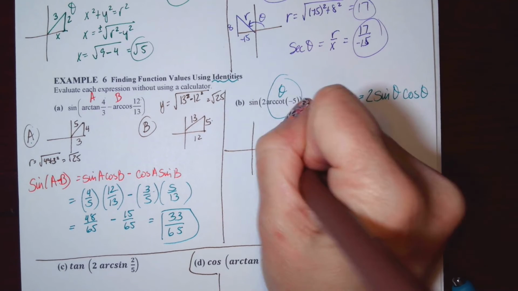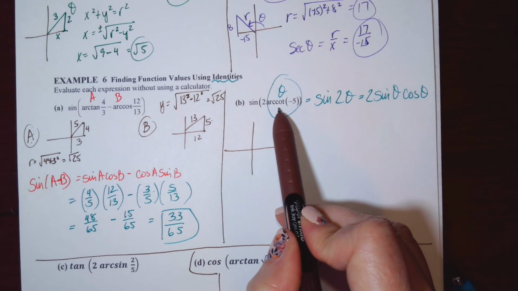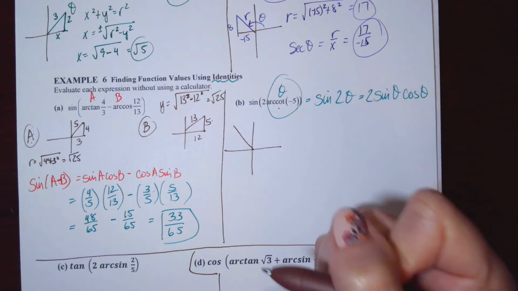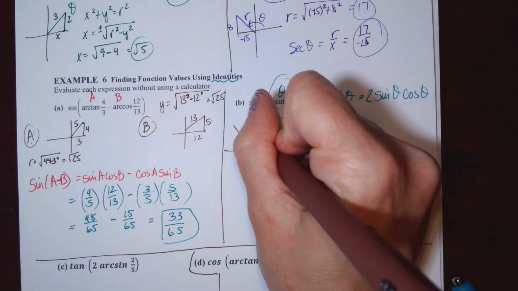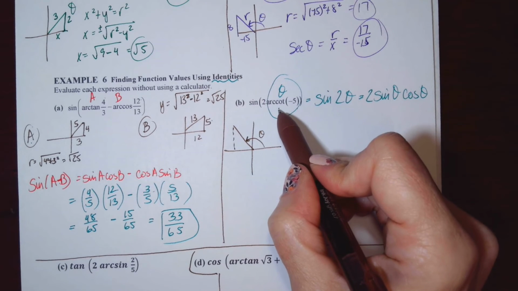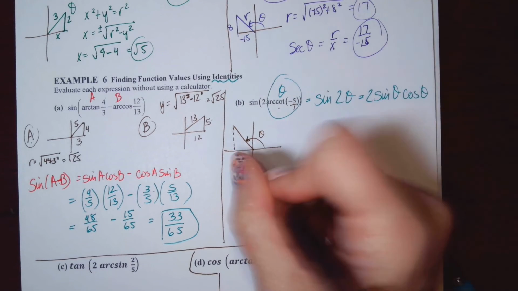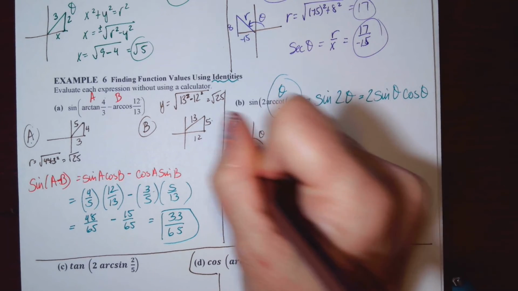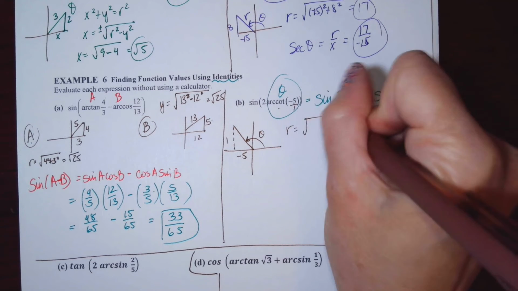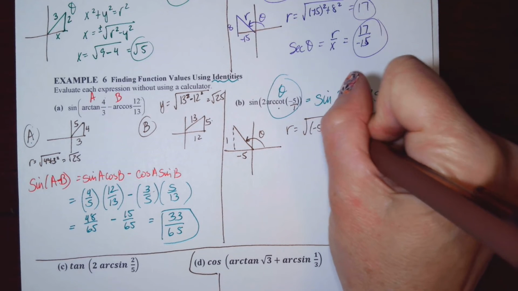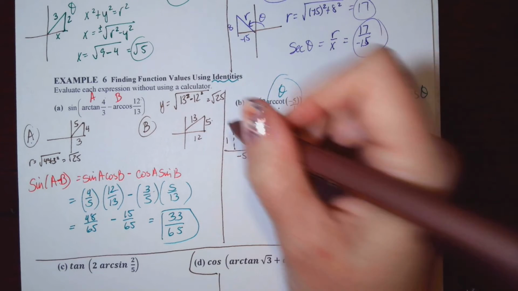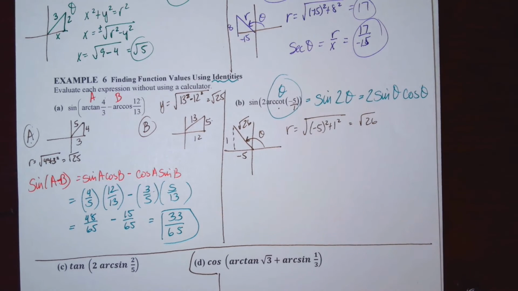Let's sketch it. Arc cotangent, cotangent inverse, negative. Cotangent inverse is negative in quadrant 2. So here's my angle theta. Cotangent is x over y. I've got -5 over 1. So x is -5, y is 1, and I need to figure out r. R is going to be the square root of the sum of those squares. So 25 plus 1 is square root 26. I can't do anything with that. That just is what it is. So square root 26.